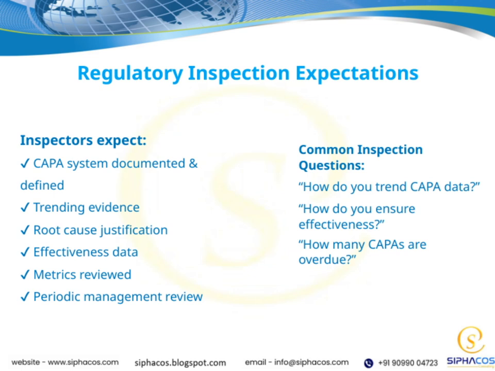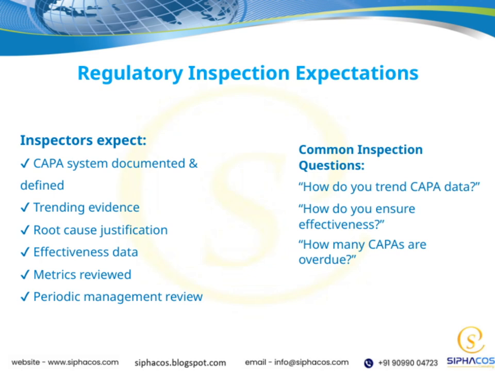Another important question is, how do you ensure effectiveness? This means showing that our CAPAs actually resolve the issues and prevent recurrence, not just close the cases. It's crucial to have evidence that our actions work. Additionally, inspectors will ask, how many CAPAs are overdue? This helps assess our responsiveness and whether we're managing issues in a timely manner.